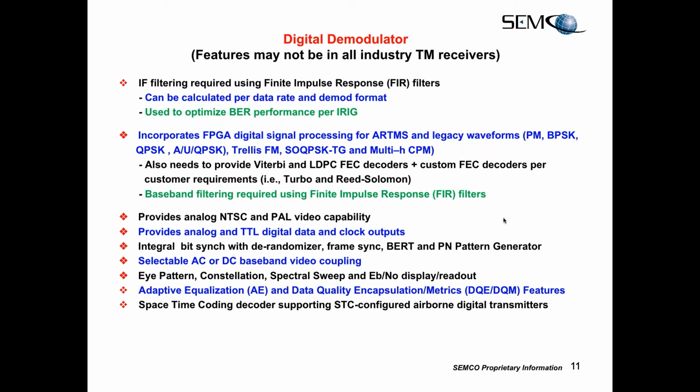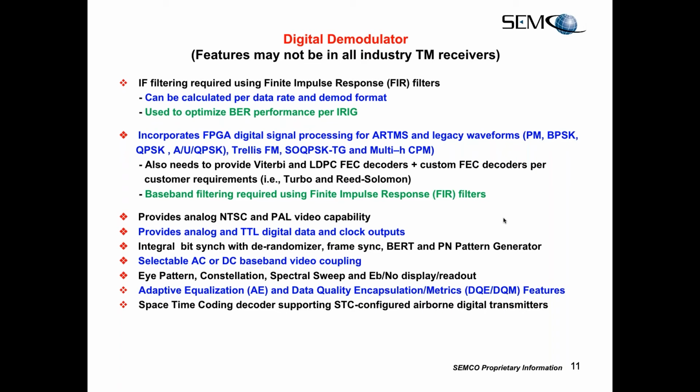You want selectable AC or DC baseband video coupling. You'll want to look for display capability that includes your eye pattern, constellation, spectral sweep, and Eb/N0 displays and readouts. You want your receiver to have adaptive equalization. Sometimes that's referred to as blind equalization, but adaptive equalization is basically a capability to mitigate RF multipath. And believe me, pretty much every range deals with multipath on a daily basis. Adaptive equalization is a very nice feature, and in many cases a required feature to support good data quality.